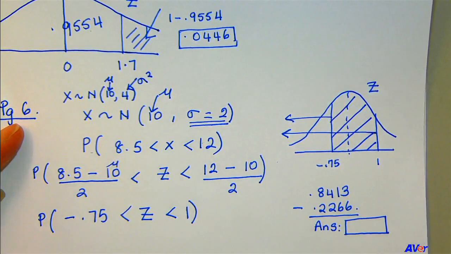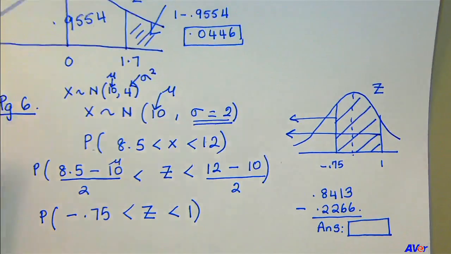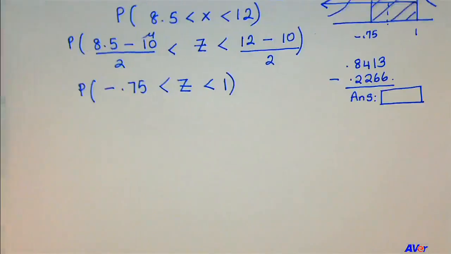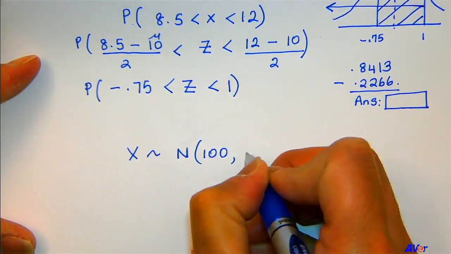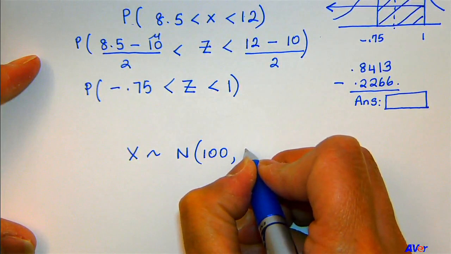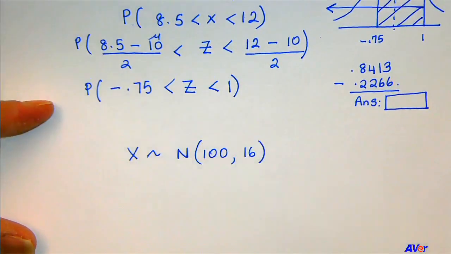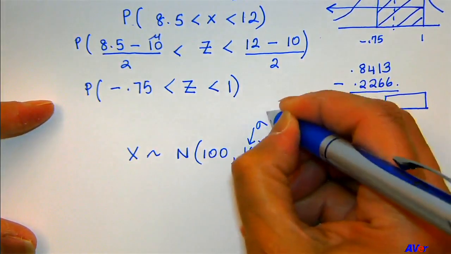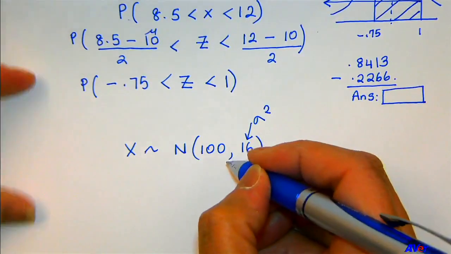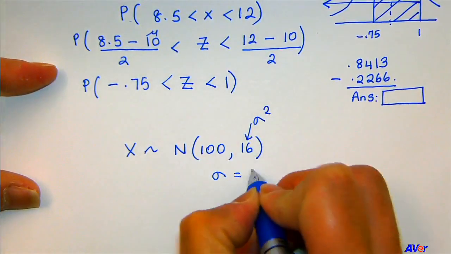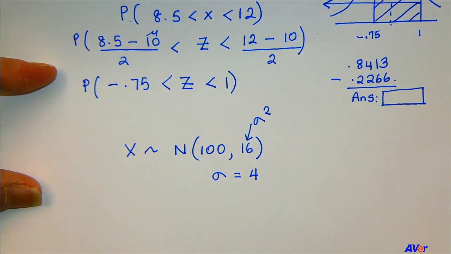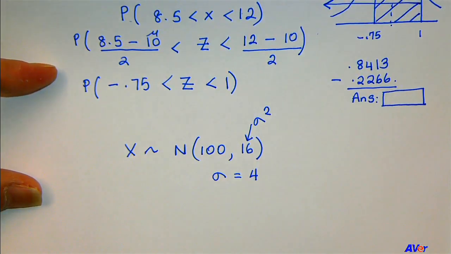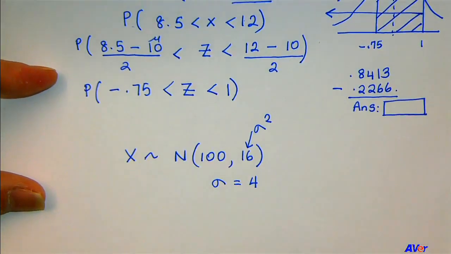So you want to keep that in mind, because on your test, for example, it might say something like x is normal 100, 16. This is sigma squared. So all your calculations will have to use sigma equals 4, not sigma equals 16. If you use 16, it's all finished, right? Everything will be wrong. So just keep that in the back of your mind for every problem.